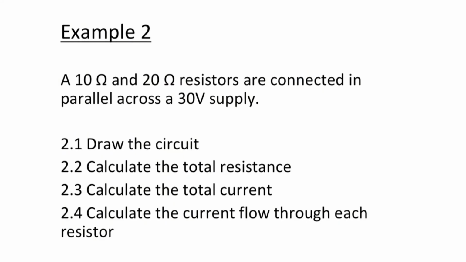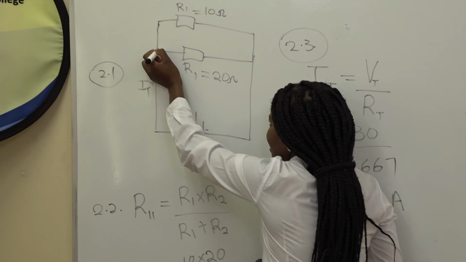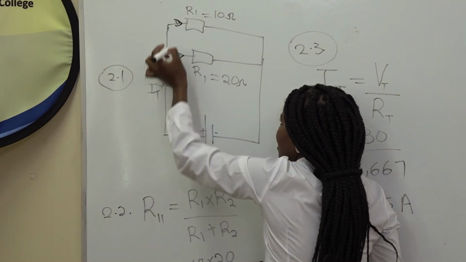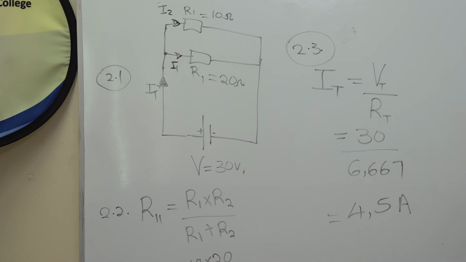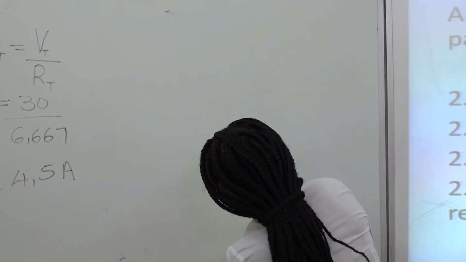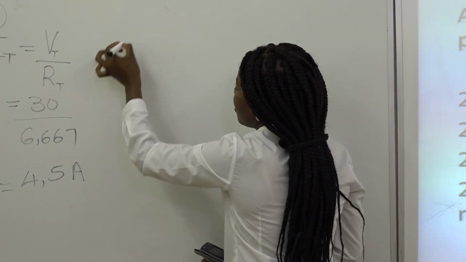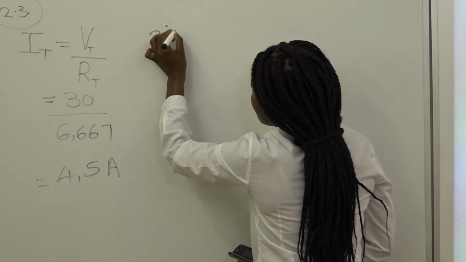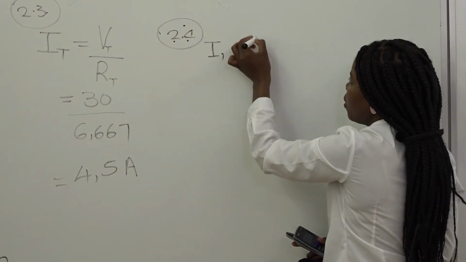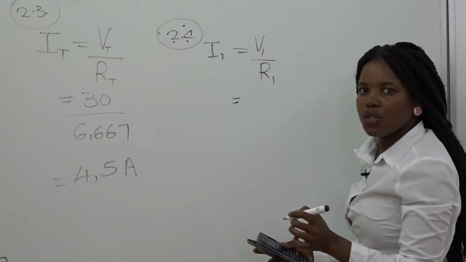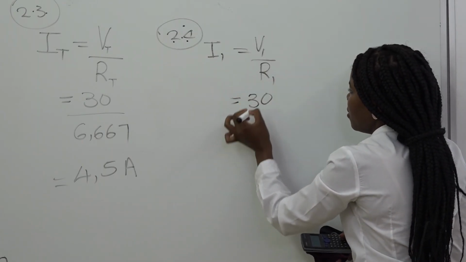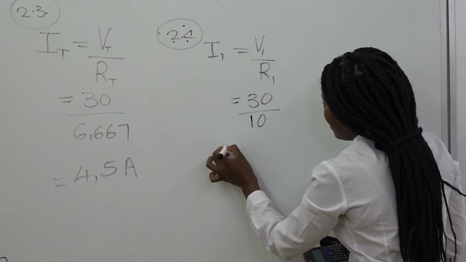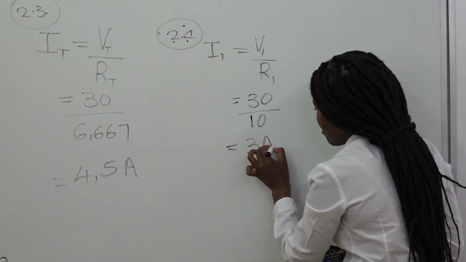And then let us look at the last question. The last question says, calculate the current flow through each resistor. Remember, we have already said that this is a parallel circuit. So this is I total, and then the current divides itself, where this one should be your I1, and we also have your I2. So now we want to know the current I1, or the current that flows in R1. For 2.4, your I1 is equals to your V1 all over your R1. Since you know that the voltage in a parallel circuit is the same, V1 is the same as your VT. So you'll say 30 divided by your R1 which is 10, and 30 divided by 10 is 3 amps.